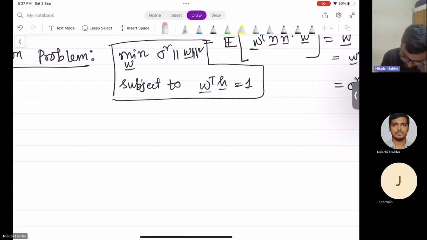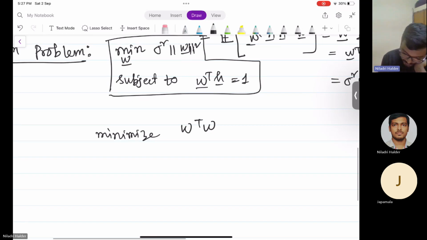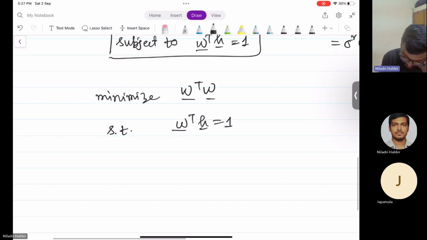We can also write it this way: minimize w transpose w, where sigma square we can omit since it is a non-negative term, subject to the scaling constraint w transpose h equal to 1. This is a convex optimization problem.